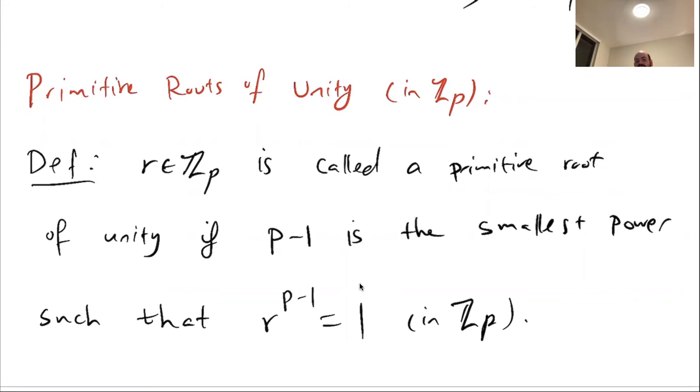So we know that r to power p minus 1, if r is not 0, of course, equals 1 according to Fermat's little theorem. But if p minus 1 is the smallest power that r to that power equals 1 in Zp, then we say r is a primitive root of unity. Now, unity means 1. Root of unity means a number that one of its powers is 1, right? For example, root of 4 is 2. Why? Because 2 to power 2 is 4. Now, root of unity means a power of r is 1. And primitive root of unity means the power p minus 1 here is the smallest power such that r to that power gives 1.